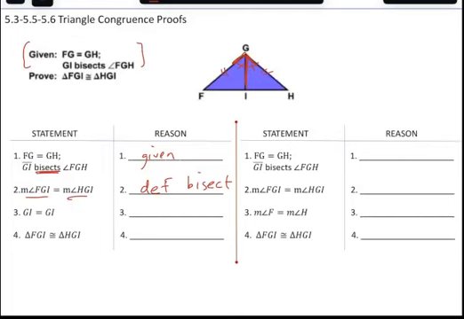Okay, so right now I have two pairs of sides, and I have one pair of angles that are equal. So what I need to do is find one other pair of corresponding pieces. In this example to the left, it's GI is equal to itself. So that is, once again, the reflexive property.